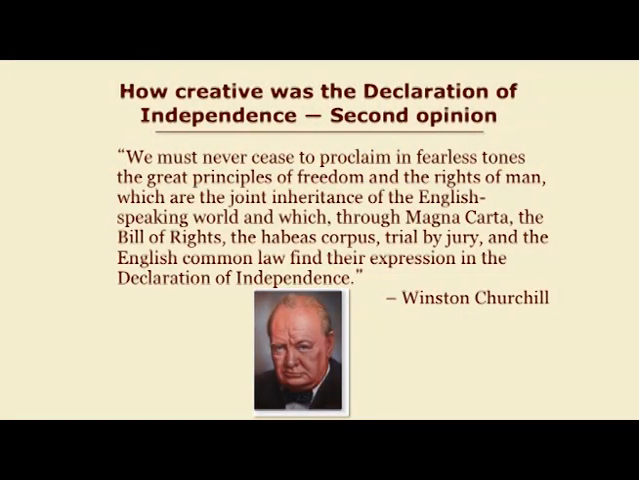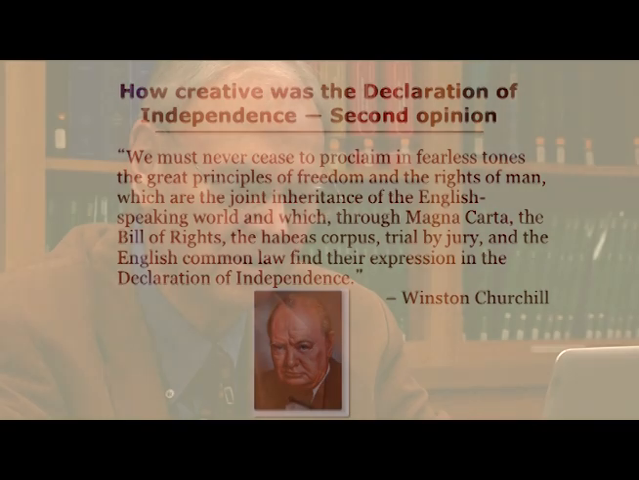In spite of that, I'd like to read a second opinion about the creativity of the Declaration of Independence, this time from Winston Churchill. "We must never cease to proclaim in fearless tones the great principles of freedom and the rights of man, which are the joint inheritance of the English-speaking world, and which, through Magna Carta, the Bill of Rights, the habeas corpus, trial by jury, and the English common law, find their expression in the Declaration of Independence."